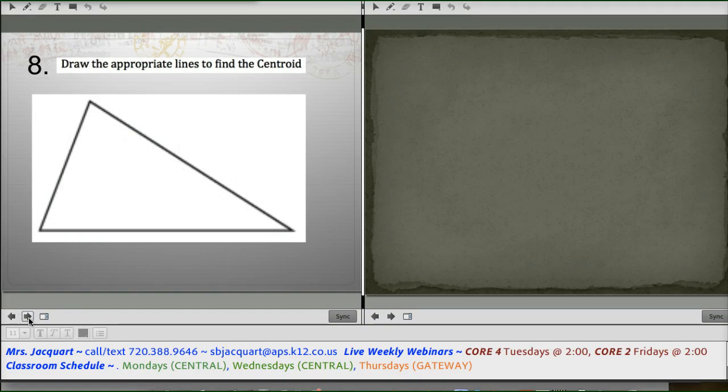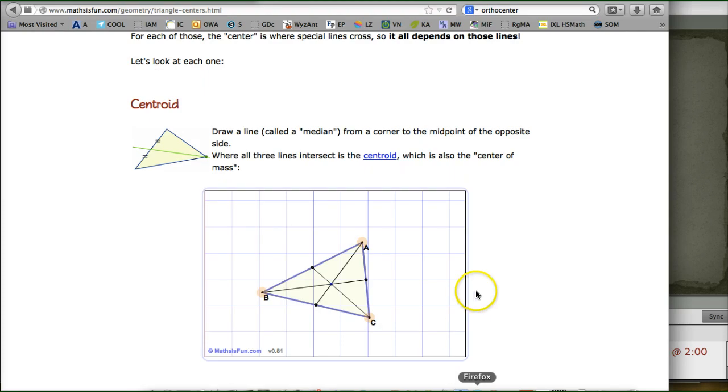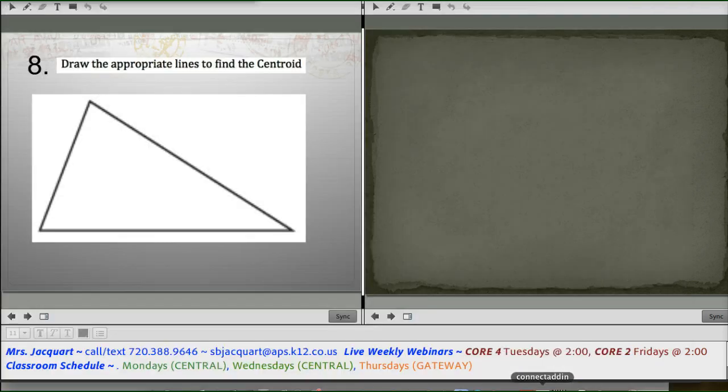Okay, draw the appropriate lines to find the centroid. I'm going to go to Math is Fun to remind us what a centroid is. A centroid is when you draw 3 medians. You get the centroid. So let's draw a median, from a vertex to the midpoint. There's my midpoint. Close, right? Use a ruler and a straight line to figure it out.